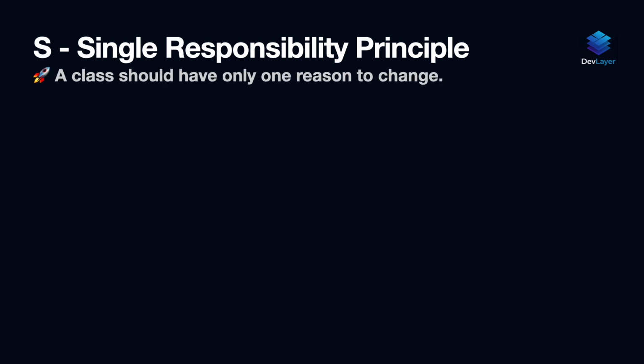This one is all about keeping your code focused and maintainable. The rule here is simple, that is a class should have only one reason to change. So you can think of a class as a worker. If the worker is doing too many jobs, it becomes chaotic and fragile.